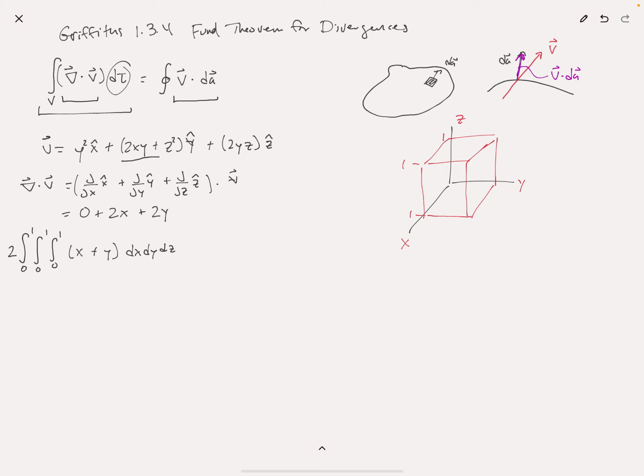All right, the z integral is easy. I get 2 times 1. Then I'm left with 1/2 x squared plus 1/2 y squared evaluated from 0 to 1, and that should give me 2 times 1/2 plus 1/2. Oh, I'm missing a plus sign. There you go.